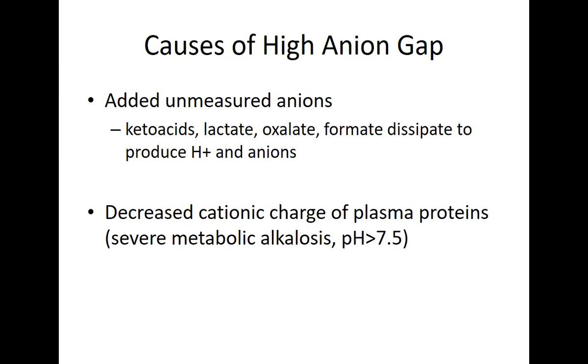So causes of a high anion gap, it's usually due to increased unmeasured anions. Rarely, if there's a severe metabolic alkalosis, it can decrease your cations, but it's usually due to increased unmeasured anions like keto acids or lactate.